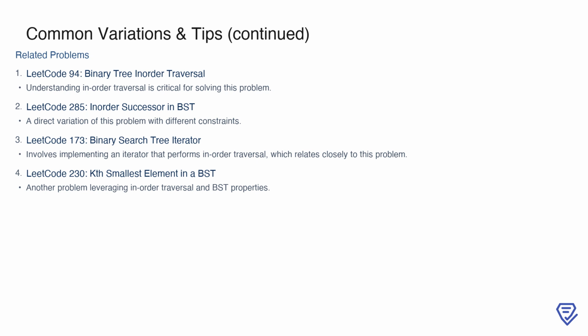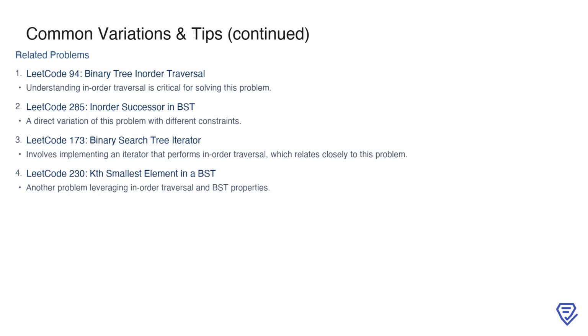For instance, LeetCode 94, which focuses on binary tree in-order traversal, is foundational knowledge for this problem. LeetCode 285 is essentially a variation of this same problem but with slightly different constraints, making it an excellent practice opportunity. Another related problem is LeetCode 173, where you implement an iterator for in-order traversal of a BST.